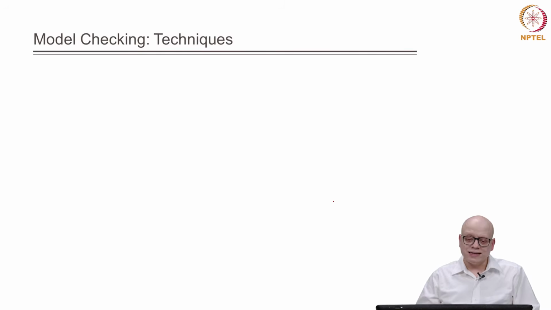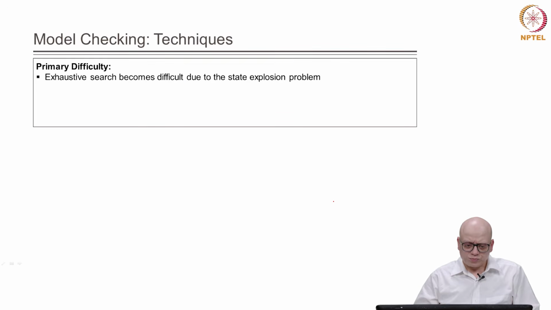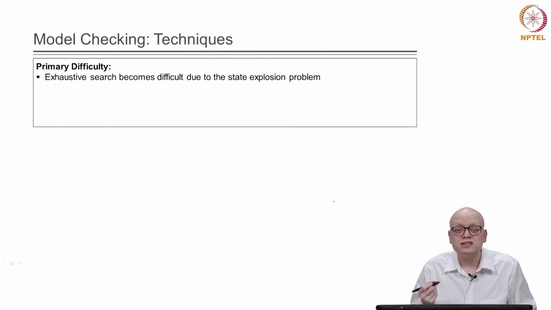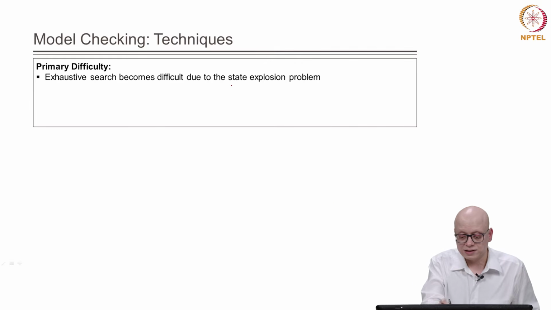Now, what is the technique of doing model checking? How does the tool internally do the model checking? Let us understand that, and let us understand why it is a formal method of testing or checking, verifying our design. So, the primary difficulty in model checking is state space explosion, that we just saw.